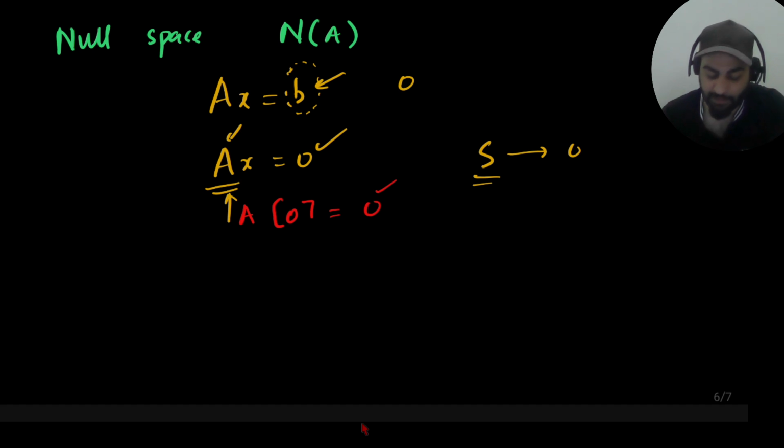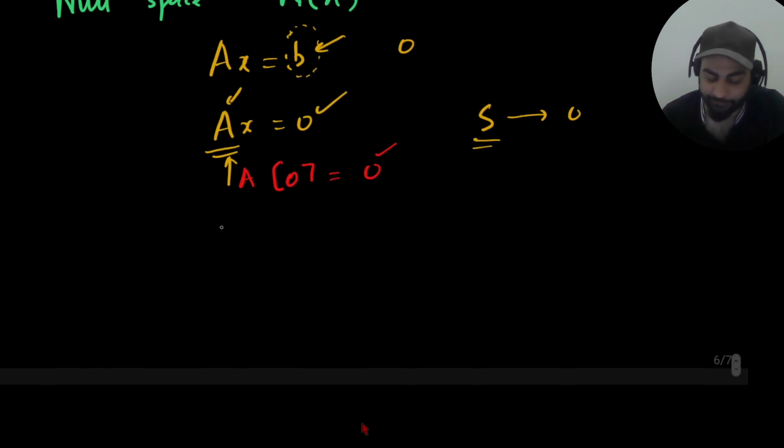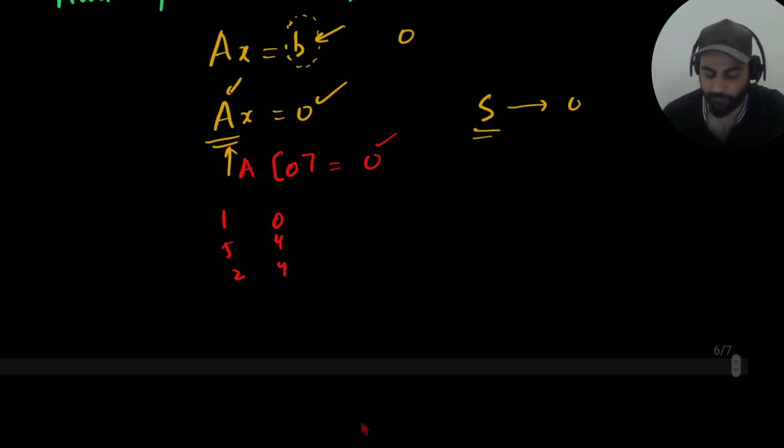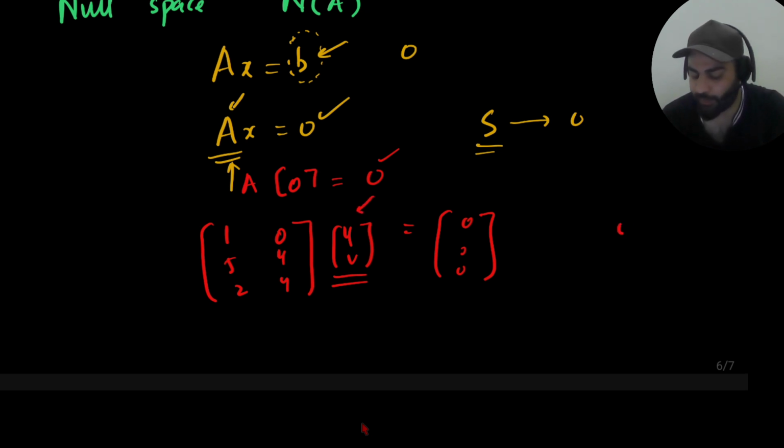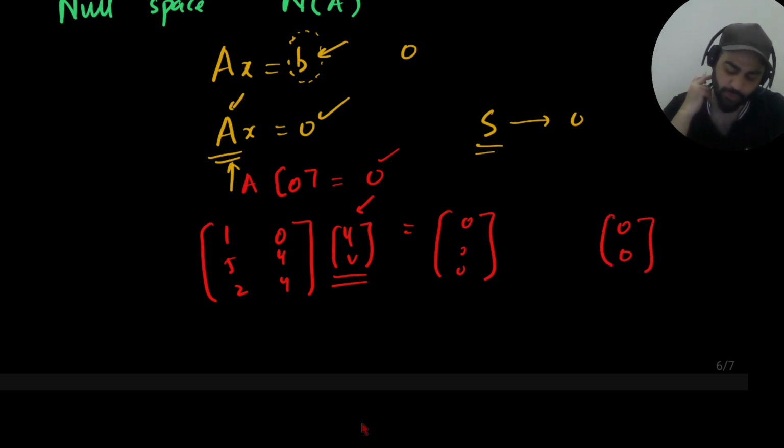For example, let me cook up an example. I have the matrix [1 5; 2 0; 4 4], and I want to find values (u, v) such that the result becomes (0, 0, 0). The first thing I can directly do is write 0, 0 over here. That's a trivial vector that this matrix takes to 0.